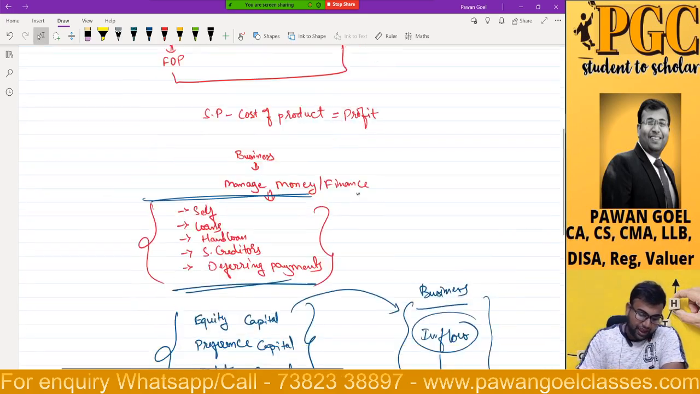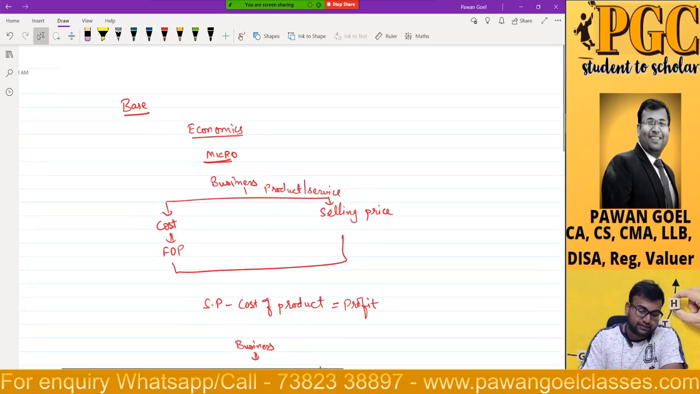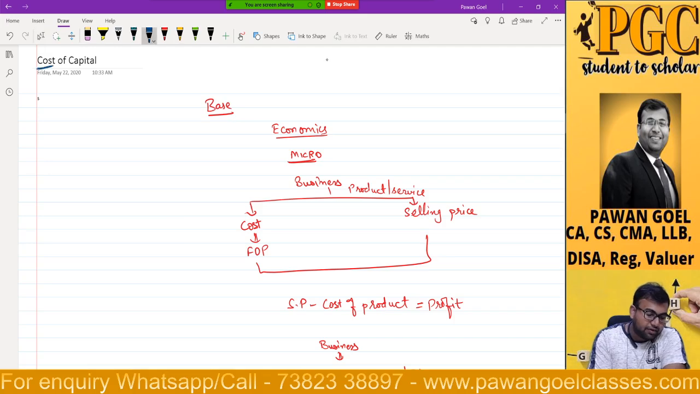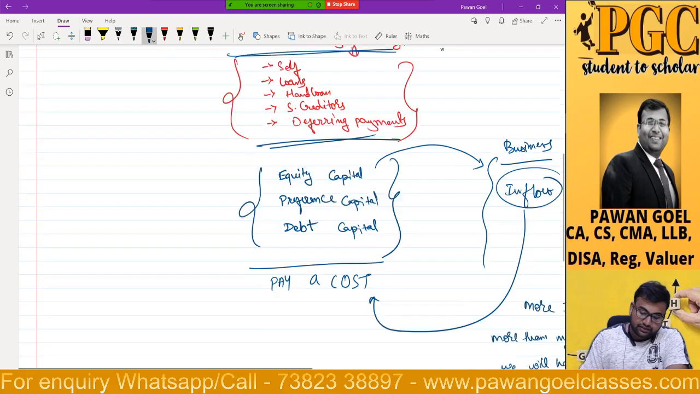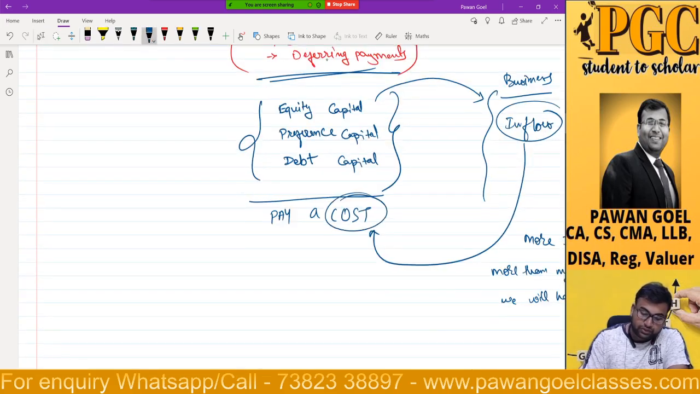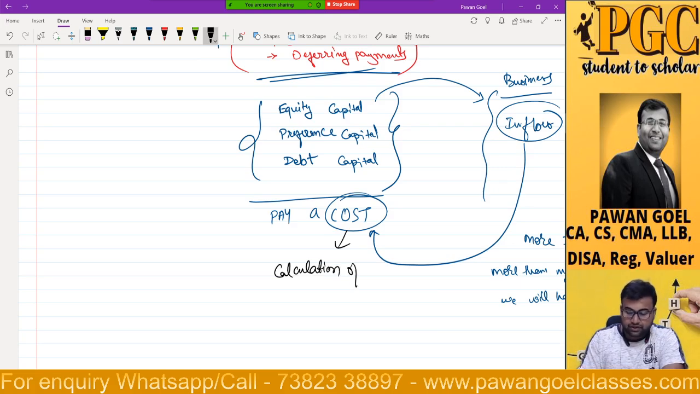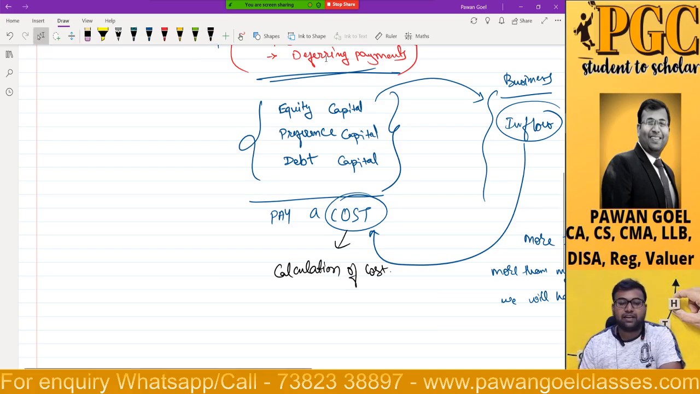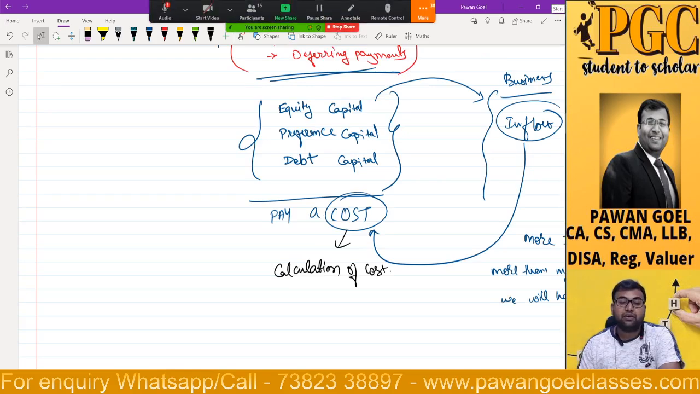Now, as the name of the chapter suggests, please see here, what does the name of the chapter suggest, sir? Cost of capital. That means this whole chapter is about calculation of cost. Are we okay with this? I need 100% participation from all of you and tell me, are we okay with this? Can this whole chapter represent calculation of cost?